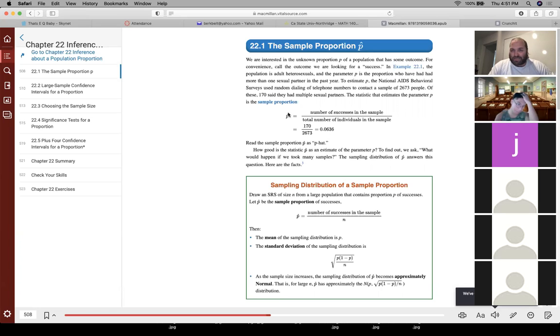We put a little hat symbol on top and we read it as p hat. The sample proportion is p hat. Okay, the question is, how well does p hat estimate p?